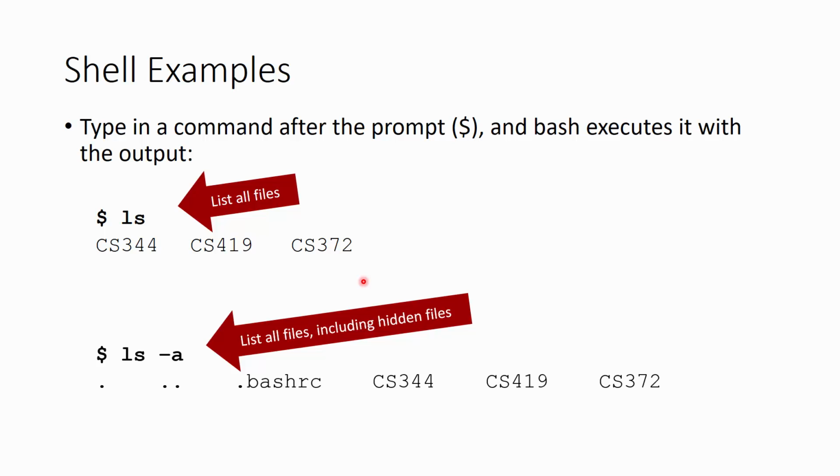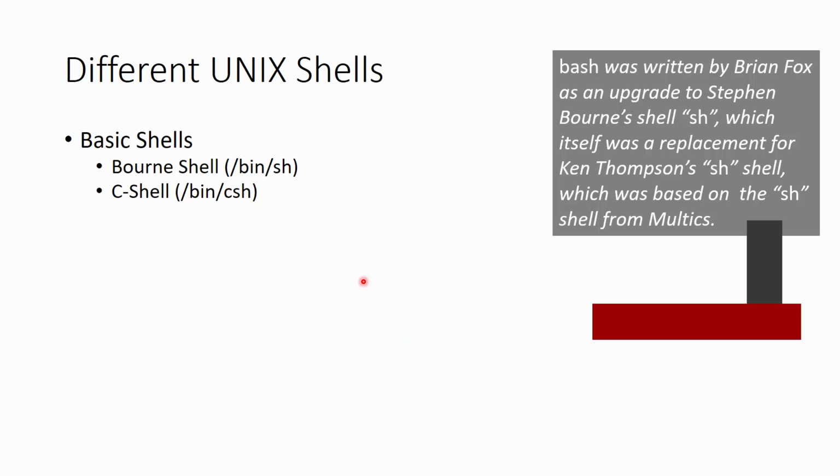So a hidden file is merely one that starts with a period. So .bashrc now gets returned. We can also see that there are some other special things that aren't really, well, they are files, but they're special files that are used by the shell to change the working directory. So the dot refers to the current directory, and the double dot refers to the parent directory. And we'll look at some examples of that coming up.